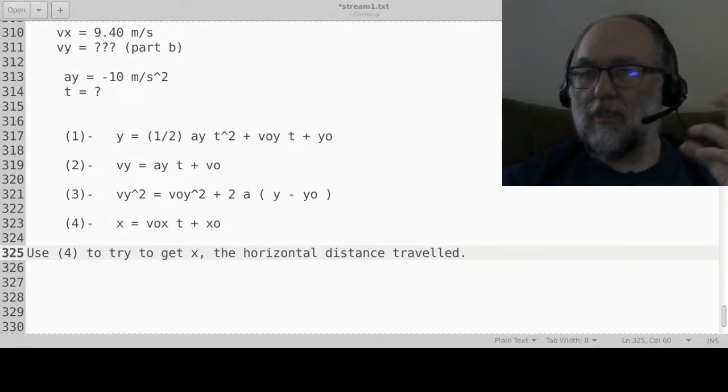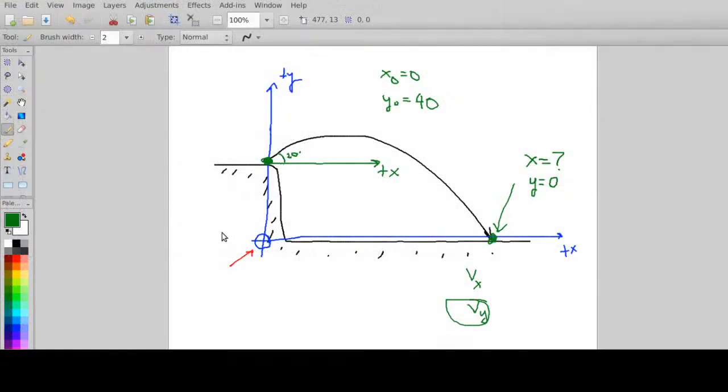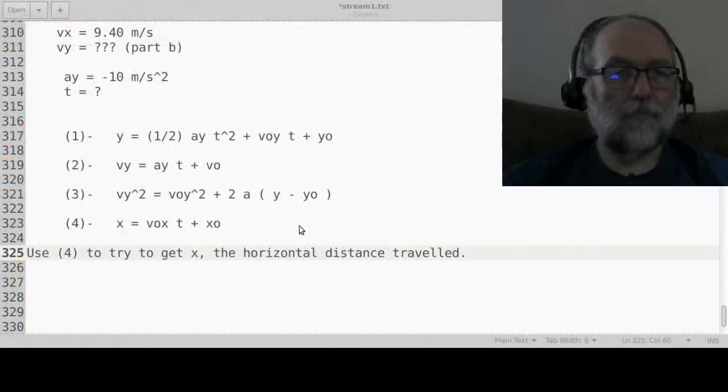If you're having difficulties interpreting what x is, one more time I'll show you the diagram. x equals 0 is here, and I want to know how far does it travel horizontally until it hits the ground. That is x. So this is x naught over here, and this is x over there. So we want to find x. Let me clean up that diagram a little bit. There we go. Let's switch back.